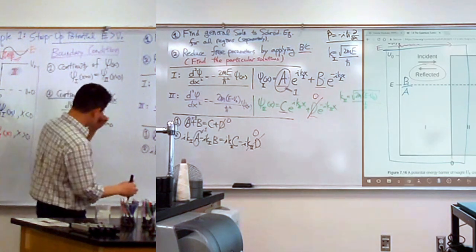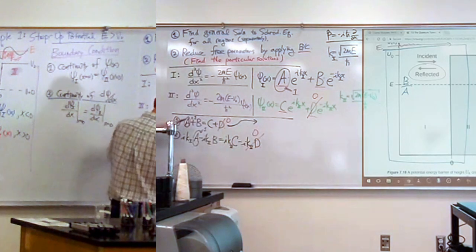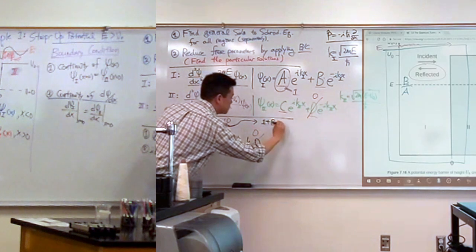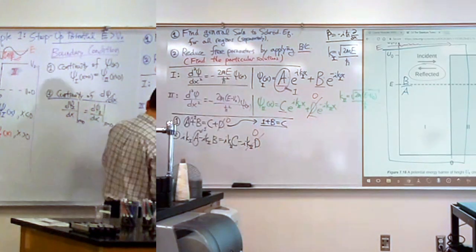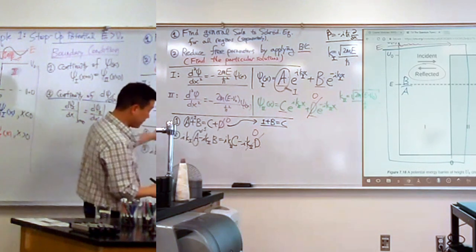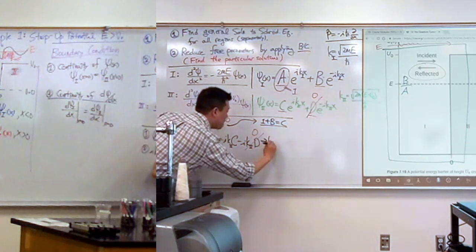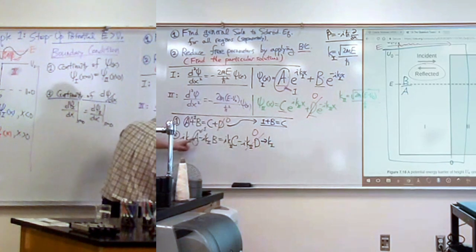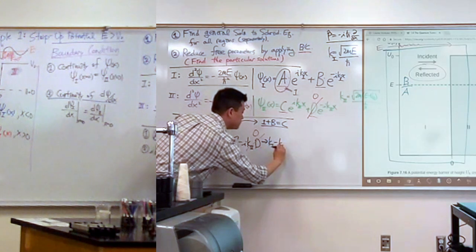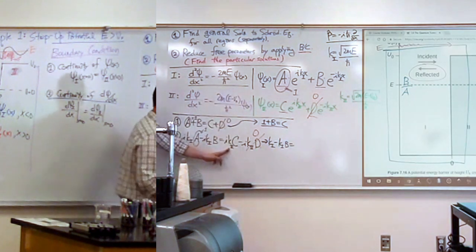So, all right, let me rewrite this. I made a lot of modifications here. So 1 plus B is equal to C. That's what that says. I can actually cancel out i, since it's in every single term. Then what this says is K1 times 1, so minus K1 B, is equal to K2 C.